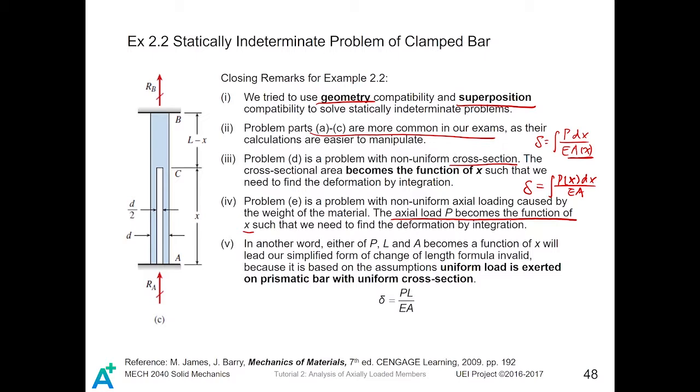In another word, notice that for delta equals to PL over EA, the application of this formula has a lot of restrictions. For example, the load should be uniform, which means P should be constant. Besides, the bar should be prismatic, which means we don't accept a bar like this. For this bar, you can also say, okay, the cross-sectional area are the same, but it is not prismatic because, as you can see, there is a bowl in the middle.